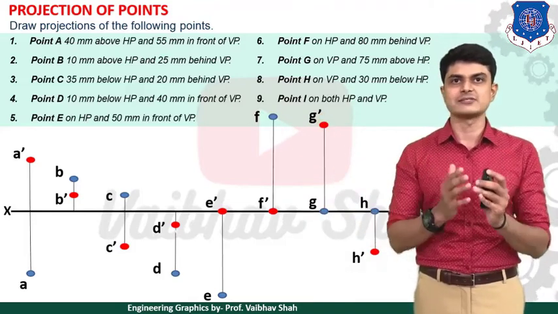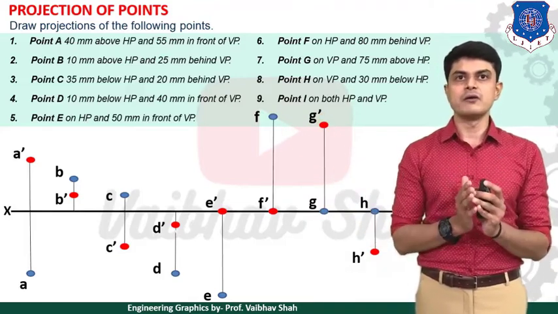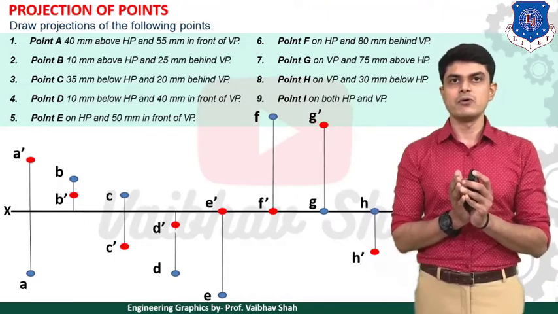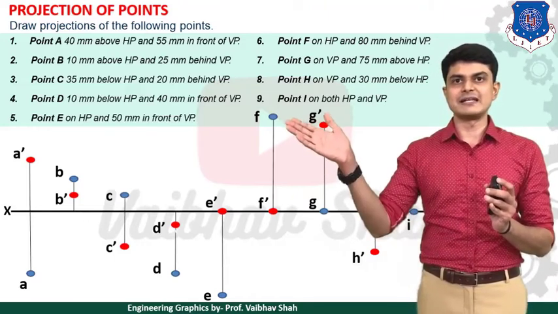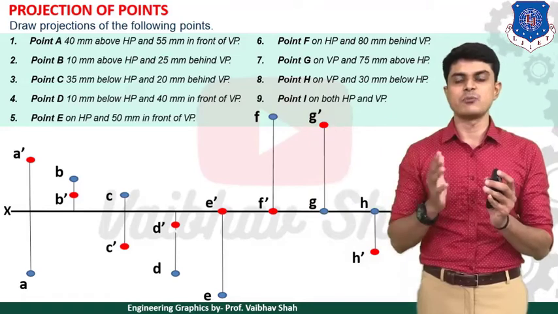So this would be the final answer of your point F. 80 mm above XY line. So this is the final answer, point without dash, and this is above XY line.